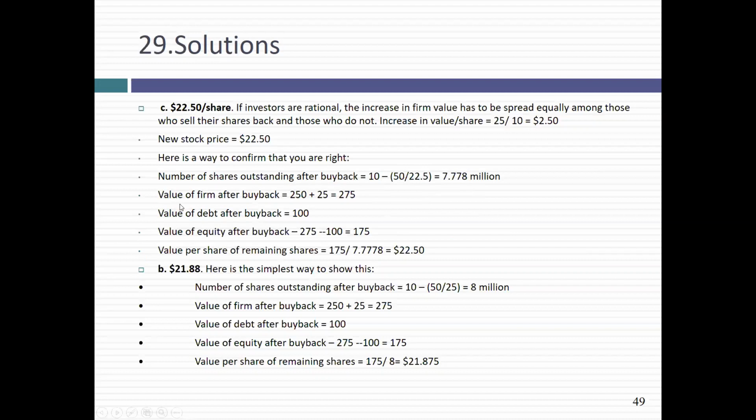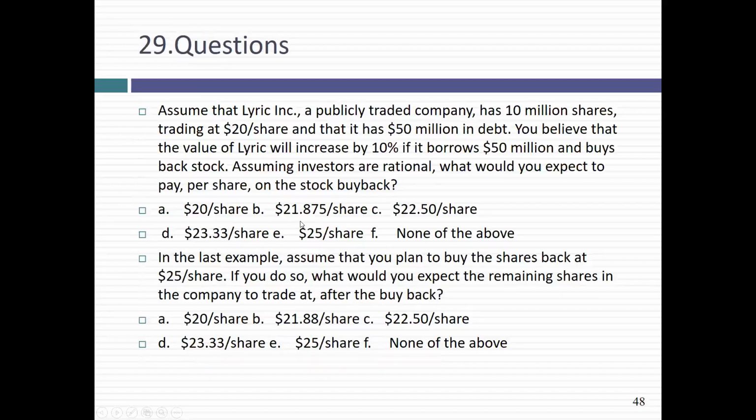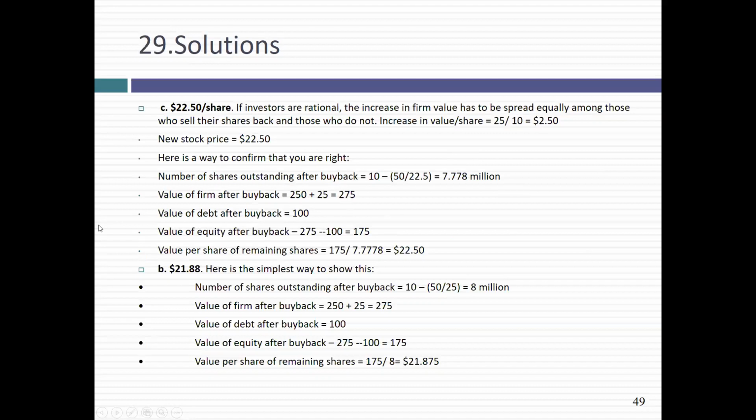Now let's figure out what is the value of the firm after the buyback. The value of the firm after the buyback is 250, the old value of the firm, plus 25, which was the new value, because we saw a 10% increase. So now the value of the firm is 275. The value of debt is going to be 100. We got that because we have 50 million initially, and we have another 50 million now. So the value of debt is going to be 100. The value of equity then is going to be 275, subtract off 100, 175 is remaining in equity.